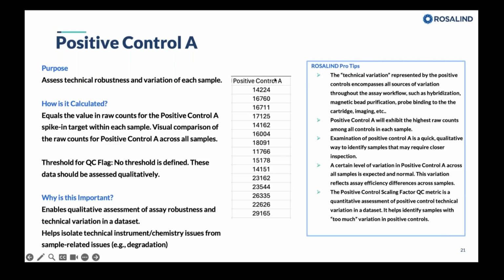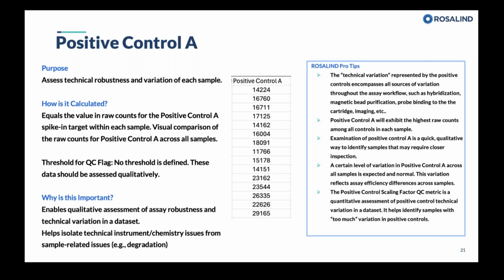I did mention looking at these values to assess technical variation or technical variability. I do want to define what I mean by that. When we think about the assay itself, there are a lot of steps. You start in the lab, you set up the hybridization, you pipette your reporter probes, your capture probes, you pipette the RNA itself. You set that up in the thermocycler that runs overnight. You put it in the instrumentation. You have magnetic bead purification, binding of all of your molecules to your cartridge. You have a lot of washing steps.